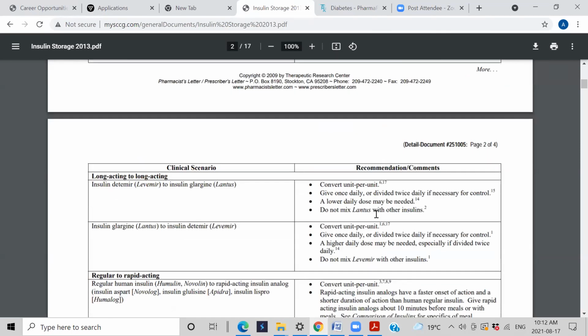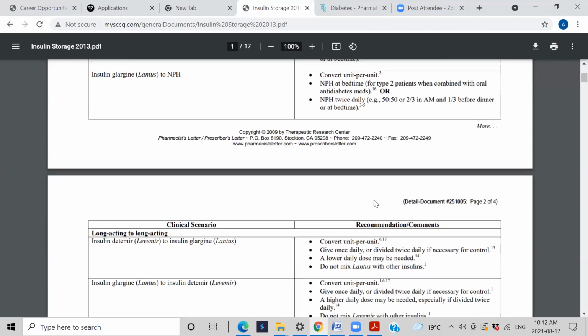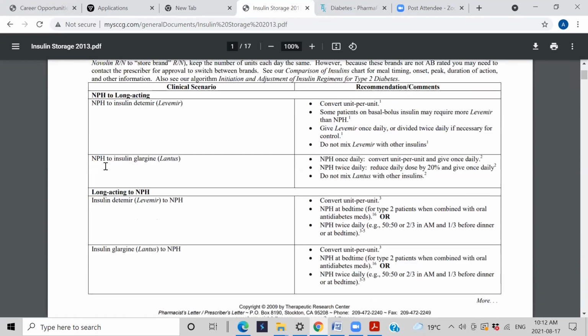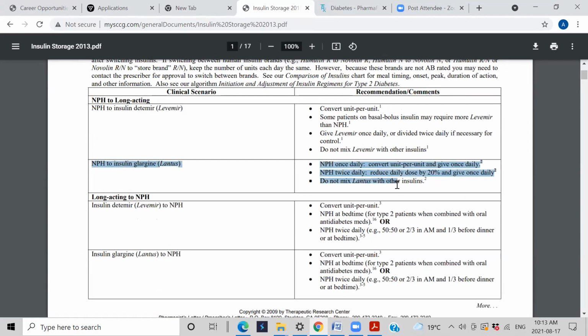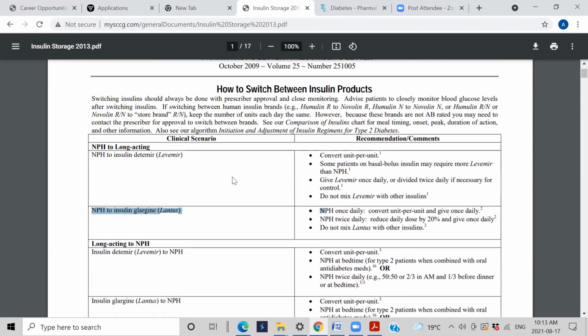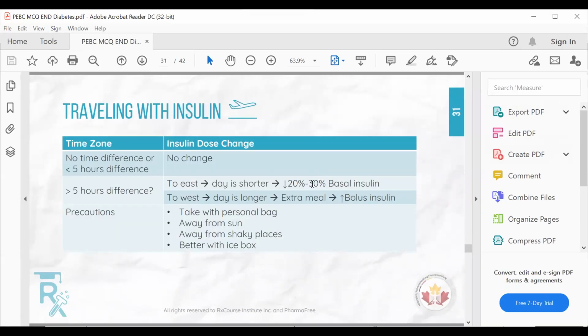You don't need to go further through the table because this is the most common conversion that is done in the hospital between NPH and glargine. The change happens if the patient has been taking NPH twice daily and is now converting to insulin glargine once daily. Okay, next, traveling with insulin.